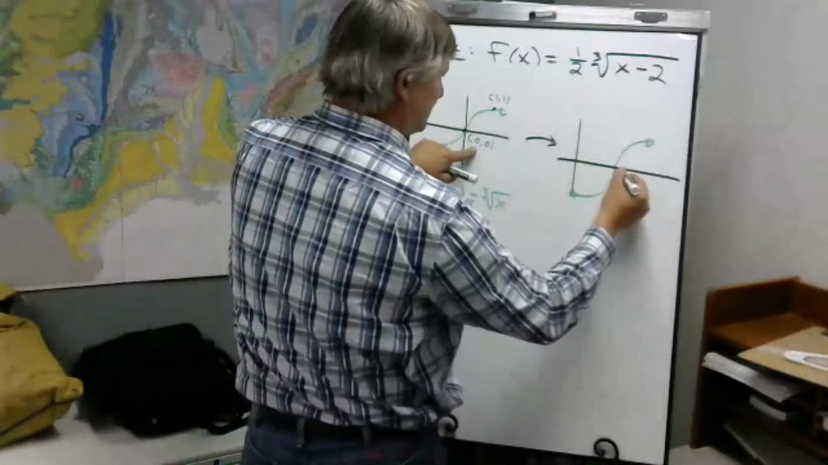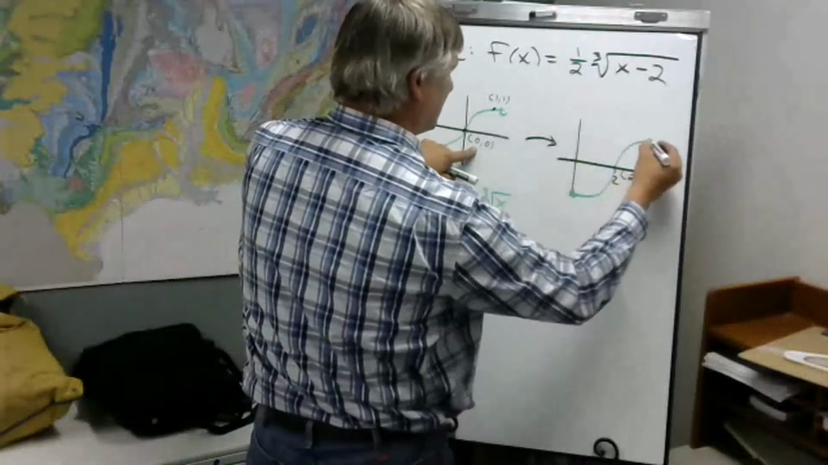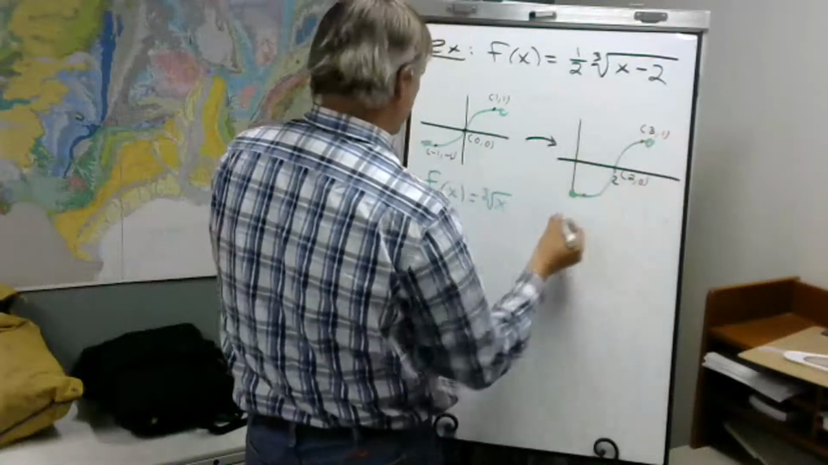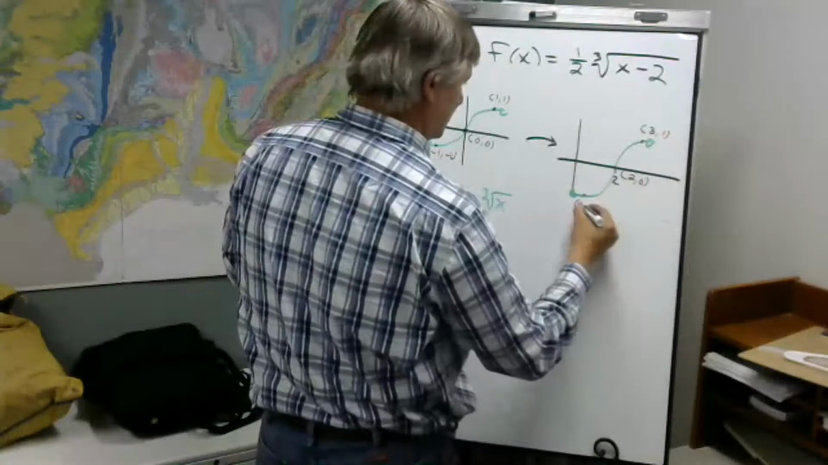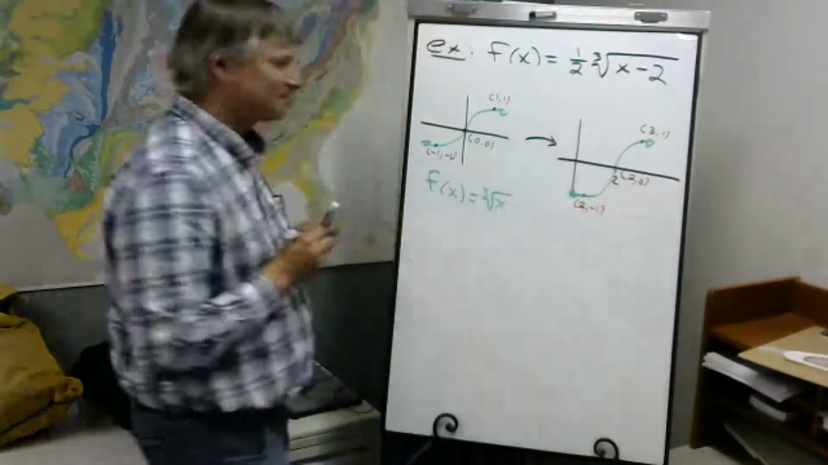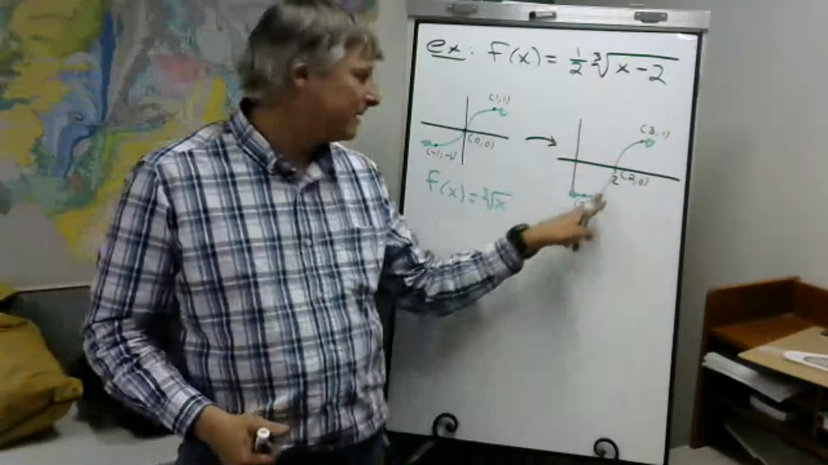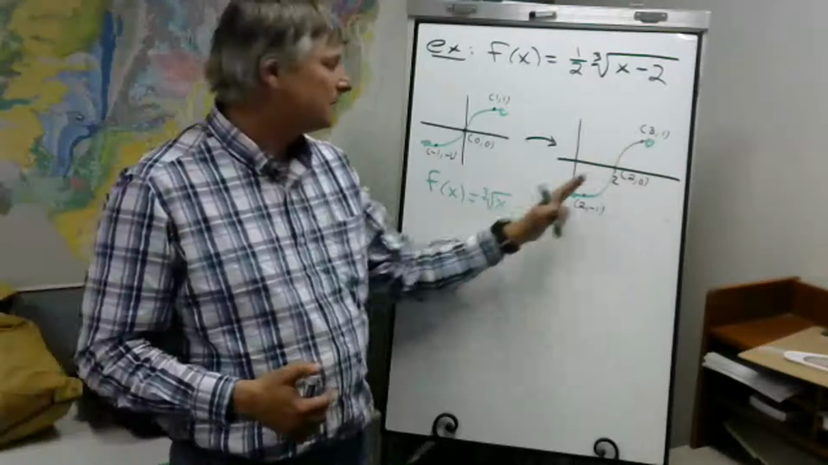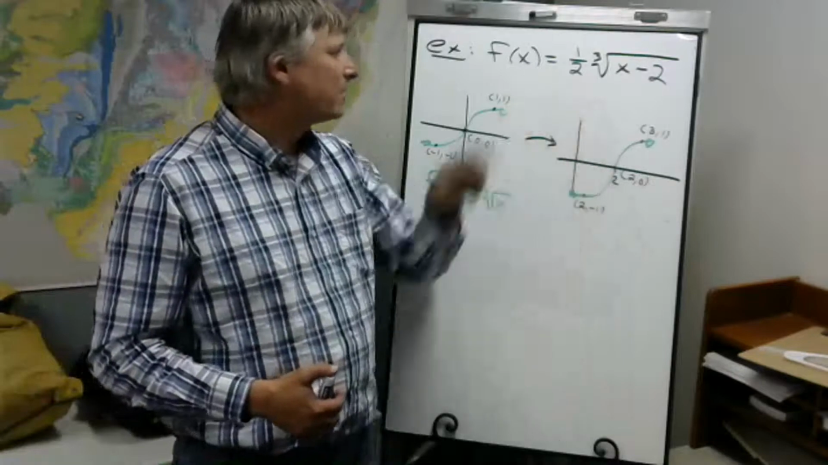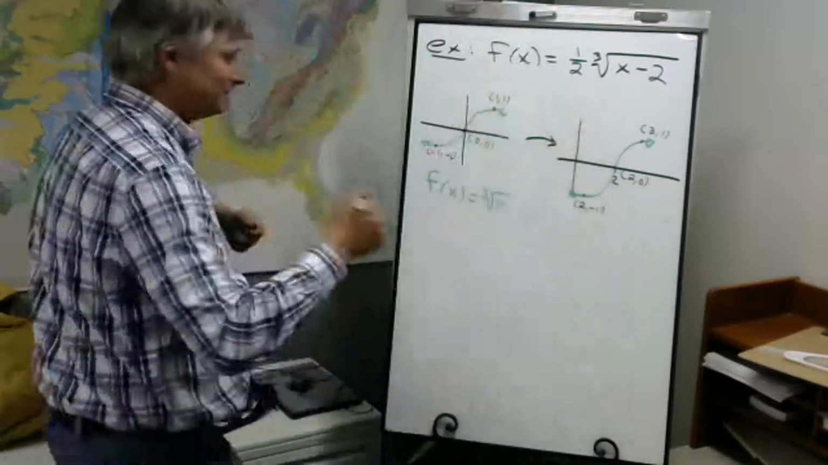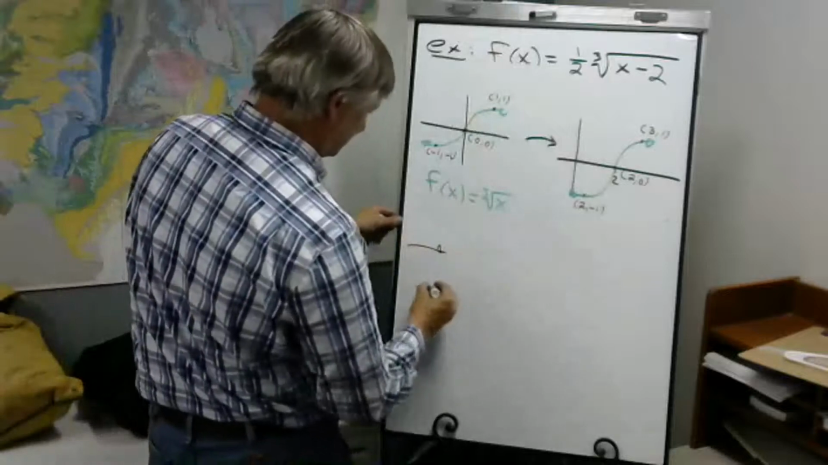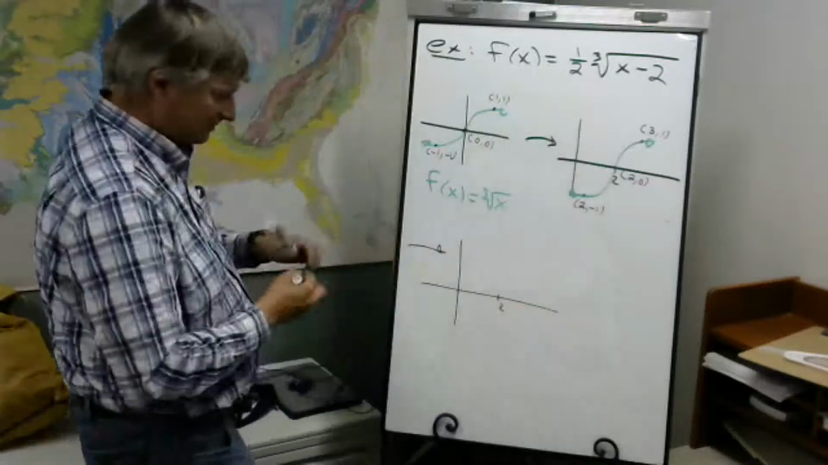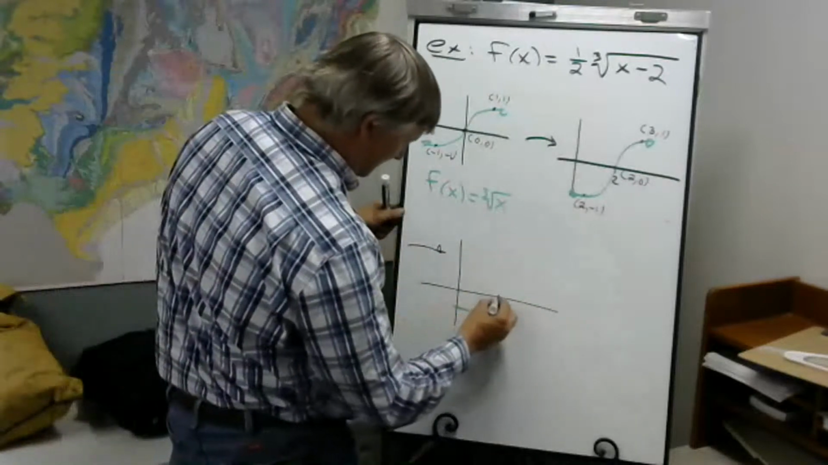So (0, 0) becomes (2, 0). And then (1, 1) becomes (3, 1). And then (-1, -1) becomes (2, -1). So we can follow what happens by following these points. Now, since we've shifted this to the right, we're now going to shrink it vertically. So it's going to do something kind of like this.